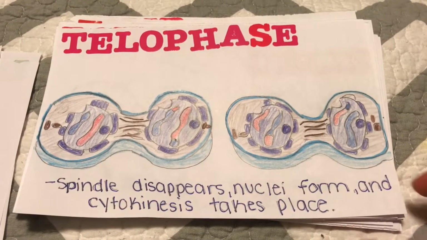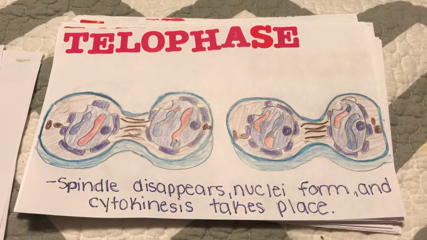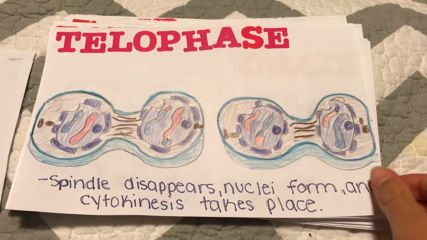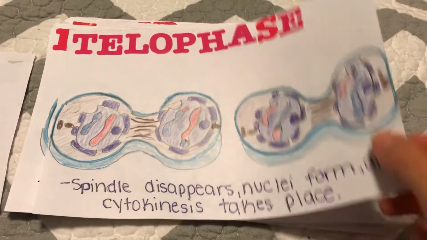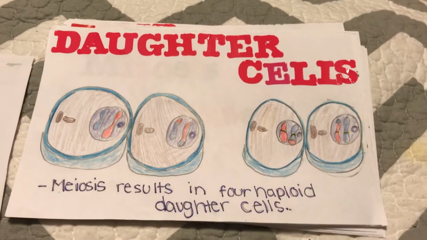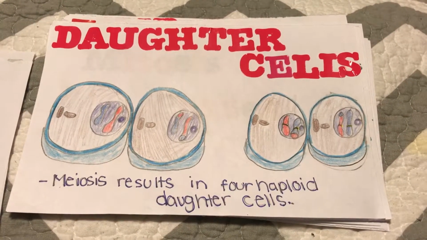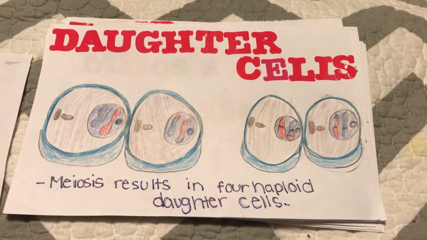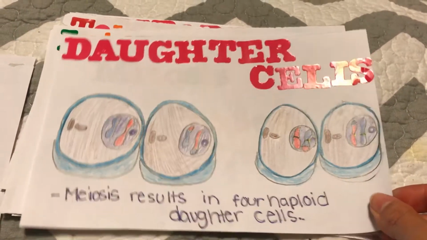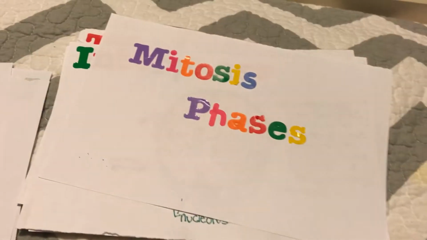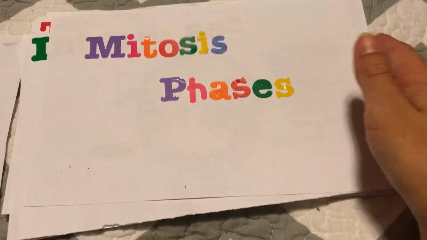Telophase. Spindle disappears, nuclei form, and cytokinesis takes place. Daughter cells. Meiosis results in 4 haploid daughter cells. Mitosis phases.